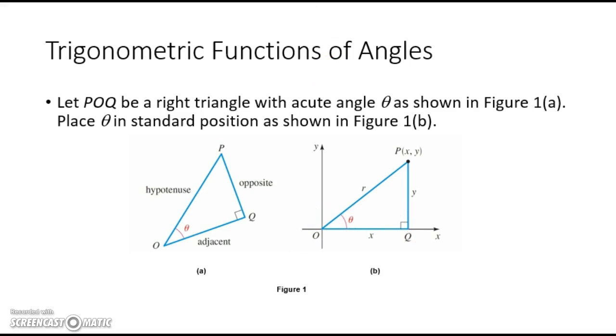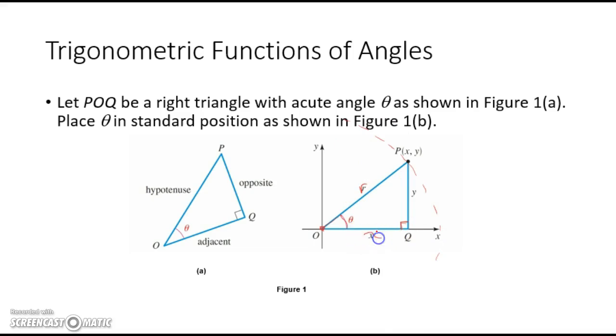Standard position means that our vertex, that is angle theta, is at the origin. Our right angle sits on the x-axis. And we have a radius of a circle. Here's a circle in the plane. That's why this is r.